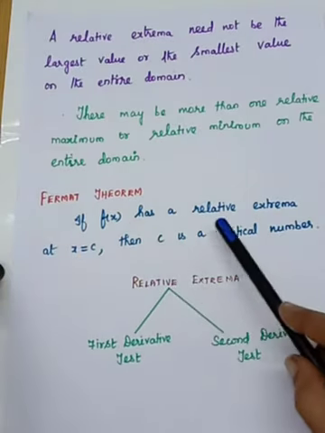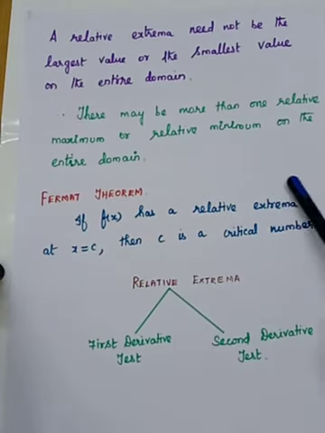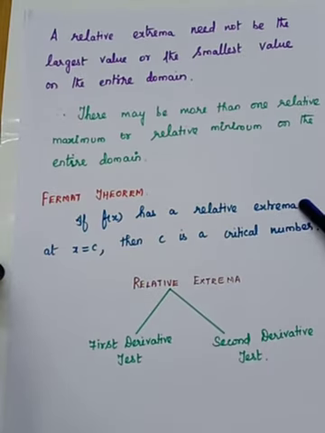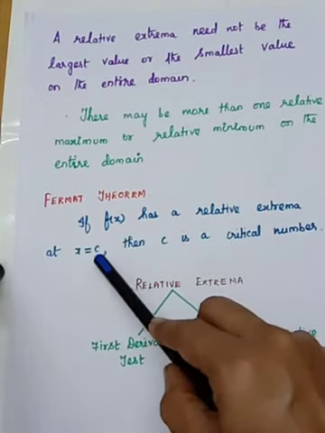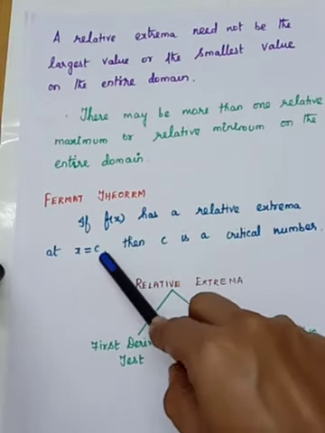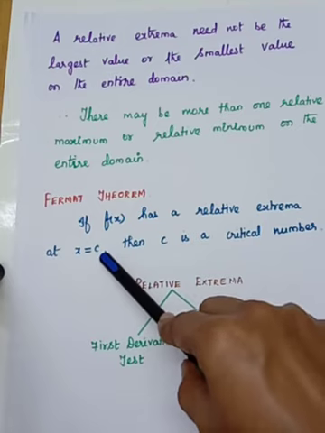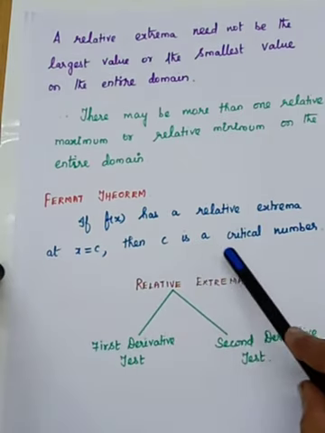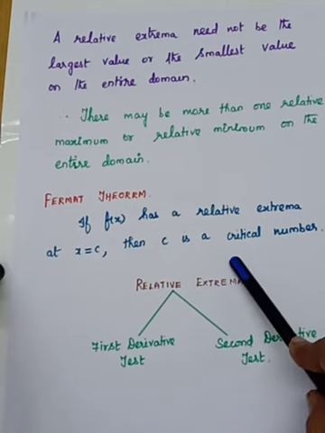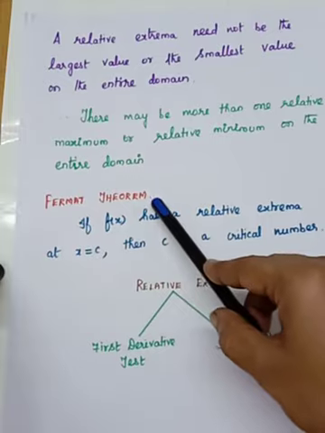If f of x has a relative extrema, extrema means both extremes, that is maximum and minimum, at x is equal to c, then c is a critical number. So critical number means at that number f dash of x is equal to 0 or f dash of x does not exist. That is called Fermat's theorem.